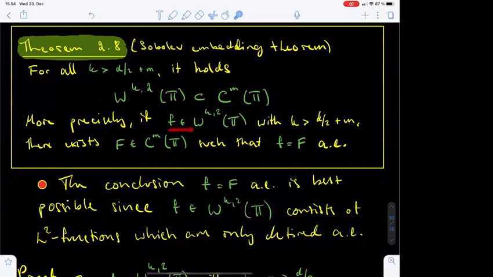The more accurate statement is the following. If f is a function in the Sobolev space W^{k,2} of T^d with parameter k as before, then f coincides Lebesgue almost everywhere with the function F, which is m times continuously differentiable.